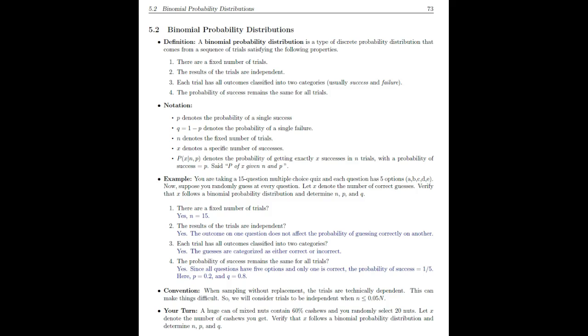N is going to denote the fixed number of trials that we mentioned before. The number of trials has to be fixed ahead of time, so N is how many times you're doing this procedure. And X is going to denote the number of desired successes you're looking for. We're going to use the binomial distribution to find the probability of getting exactly X successes, or at least X successes, or X or fewer successes.